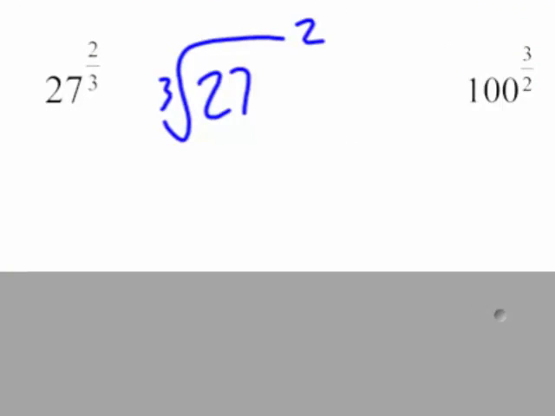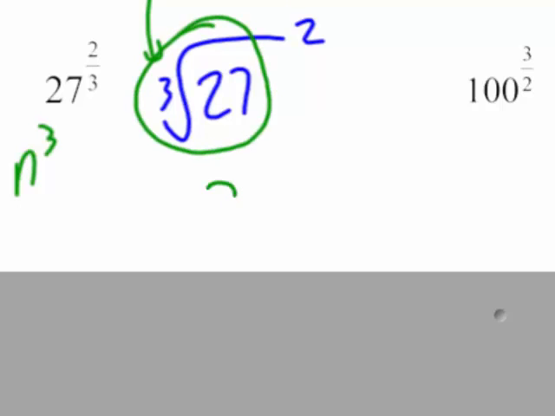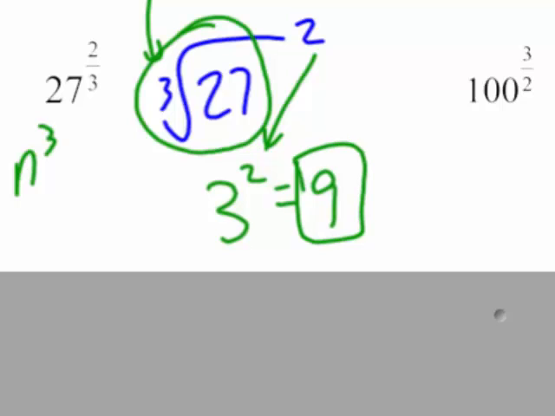And sometimes it's like, should I put the 2 on the outside or the inside? What would make it easier? Well, I'd put it on the outside in this case because I know the cubic root of 27. What times itself 3 times gives you 27? Well, 3. So this guy becomes 3, and then I still have to square that to give us 9. So this stuff you should be able to do mentally as well.